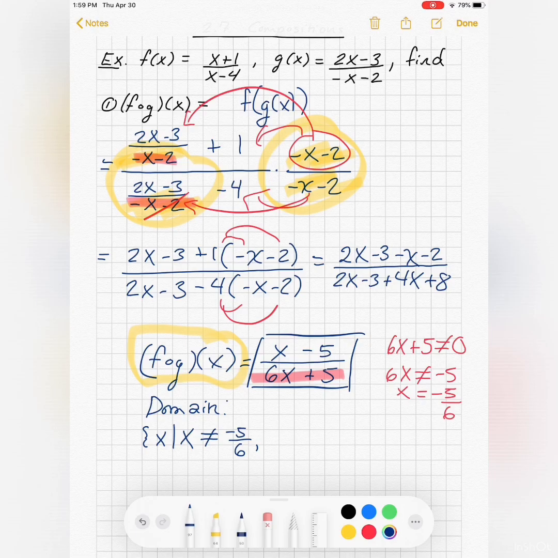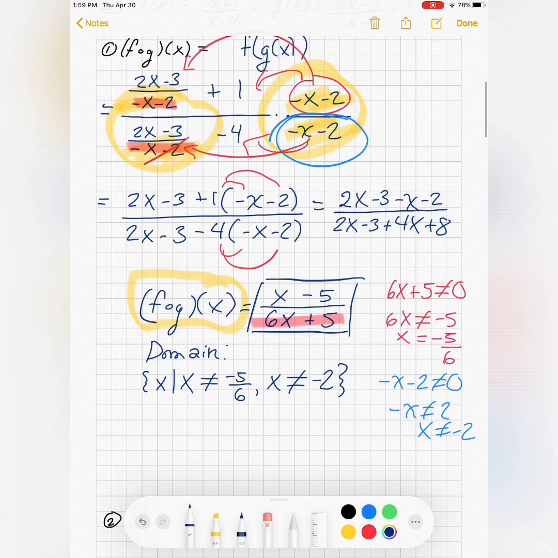It would have been impossible to get to that result. So that means that I also have to look at this denominator. Okay, so I also have to say negative x minus 2 is not 0. X is not negative 2. Okay, so I actually have two values of x that I have to exclude from the domain.